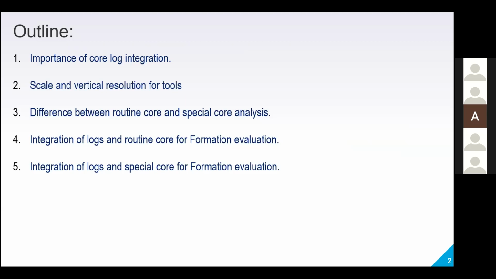We will start our outline with the importance of core log integration, the scale and the vertical resolution for the tools, the difference between routine core and special core analysis, integration of logs and routine cores for formation evaluation, and integration of logs and special core for formation evaluation.